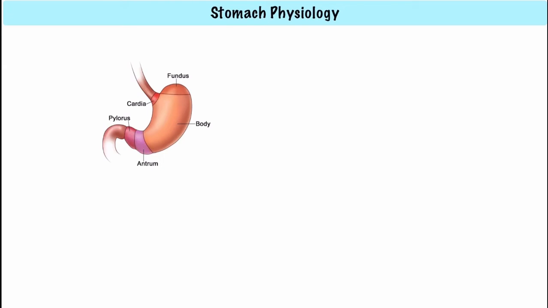In this video, we are going to talk about stomach physiology. First, to understand stomach physiology, let's talk about parts of stomach. Stomach has basically 5 parts. First is fundus of stomach. Second, this is the body of stomach. This is the cardiac region. This is the antrum, and this is the pylorus.